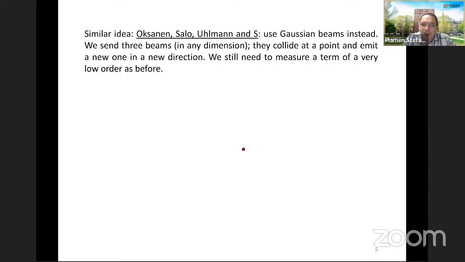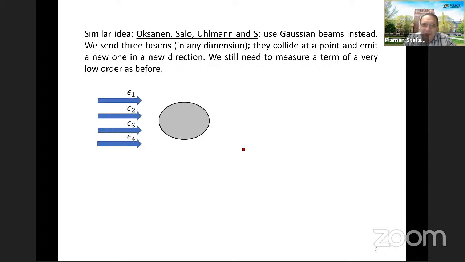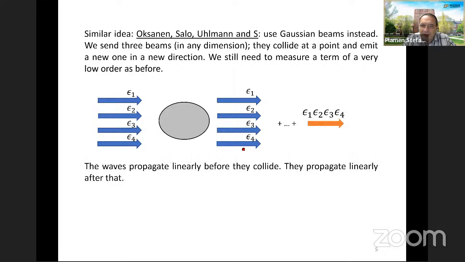Okay, so a similar idea was used by several people, including me. You can use Gaussian beams instead of the ones that I mentioned, and you can send 3 beams instead of 4. They collide, and then they give you an idea of what is going on. Okay, so again, that term tells you what happened. But there are many other terms. There are maybe, I don't know, 70, 80 terms up to order 4, and you have to isolate this particular one, which is extremely small.